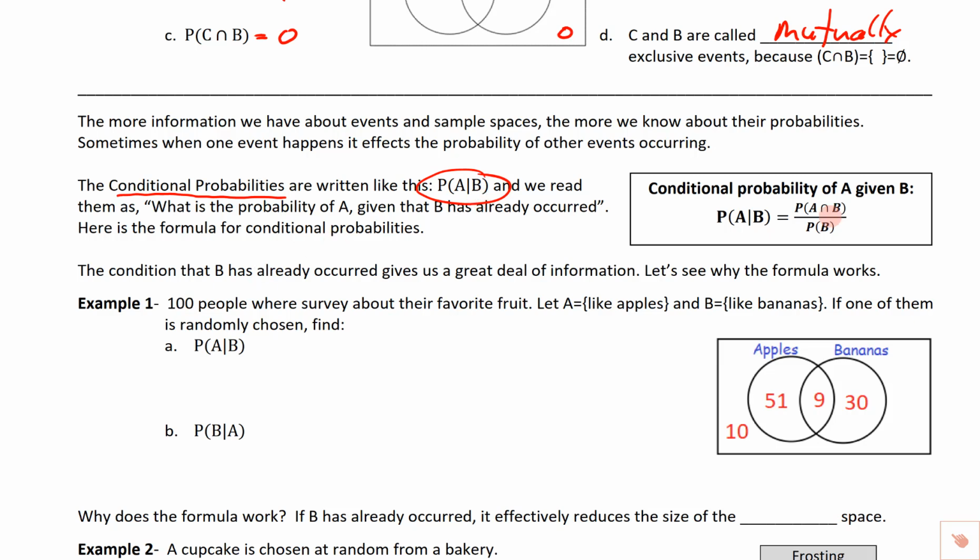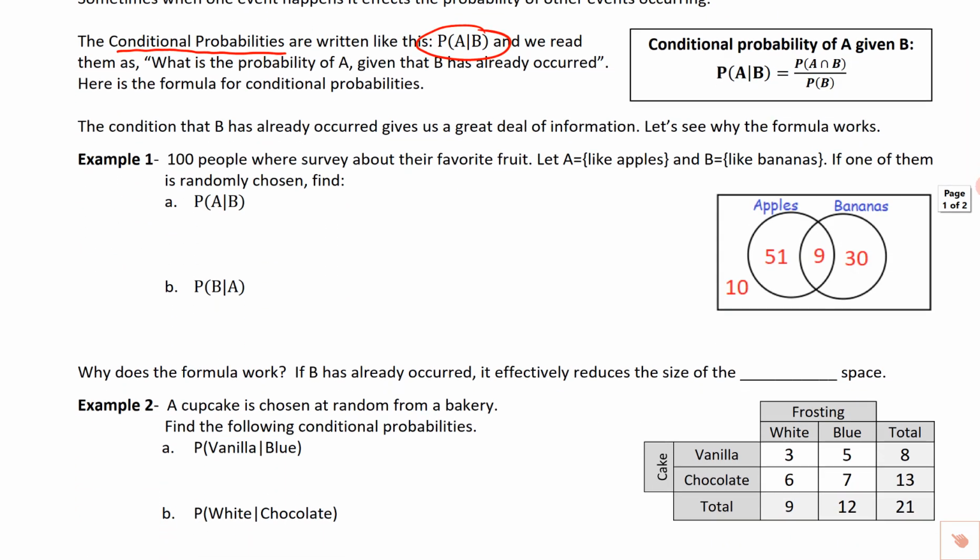So here's the formula for it. This is the conditional probability of A given B. It's the probability of the intersection of the two of those things divided by the probability of B happening. We're going to follow this formula, and we're going to see if we can figure out why it works.